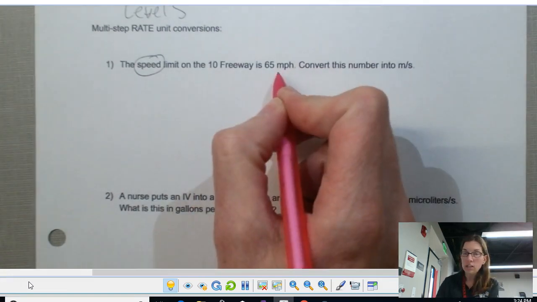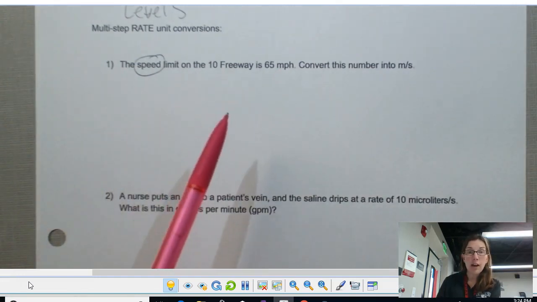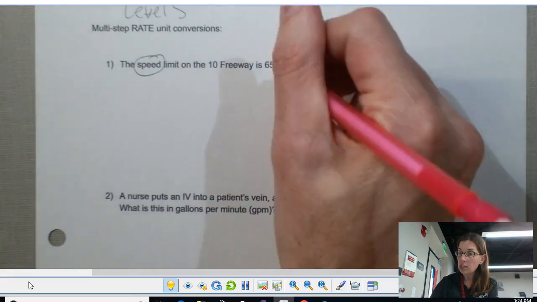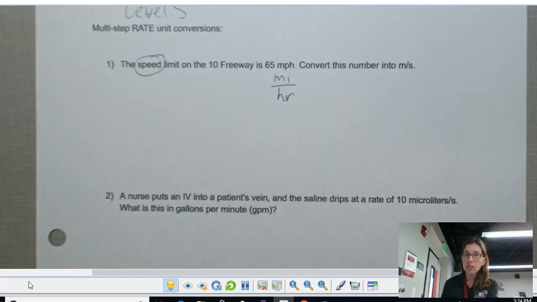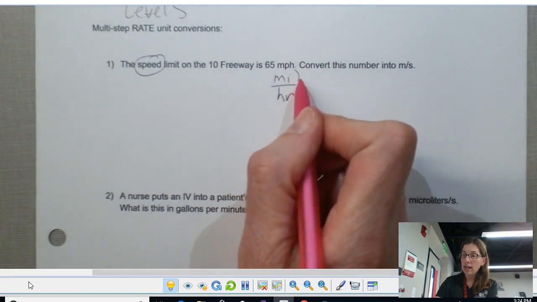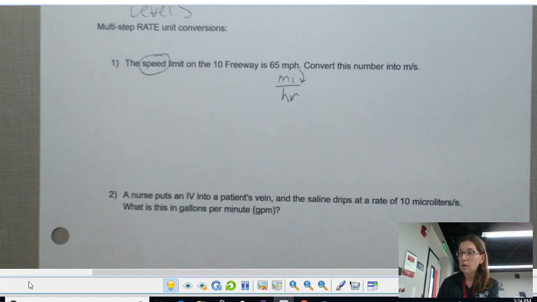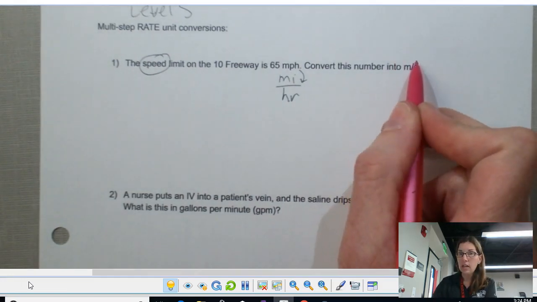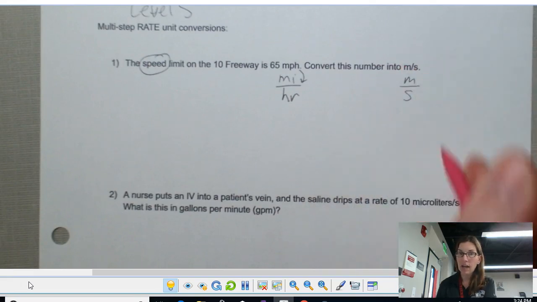So right here, let's look at example 1. The speed limit on the 10 freeway is 65 mph. mph stands for miles per hour, just like that. So you can also write it as a fraction. And actually, I recommend that. There's no other way to solve it appropriately. Then we're going to convert this number into meters per second. This slash means divided by, so we're going to write it like that.